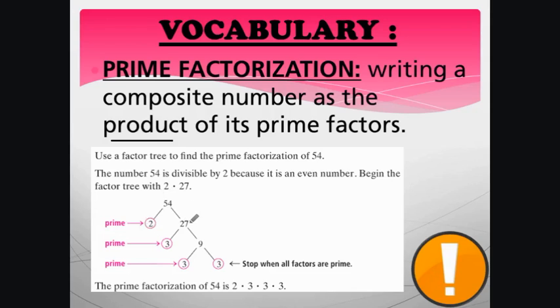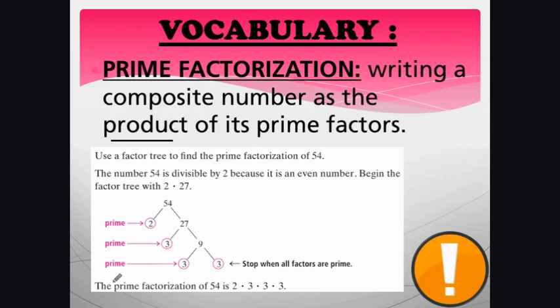Next, we're going to break down the composite number of 27, which we have a prime number of 3 times 9 is equal to 27. And then we're going to branch off of the value 9 and break that into two prime numbers. And you're going to stop when all factors are prime. And like we said, we're going to write that composite number of 54 as the product of its prime numbers.